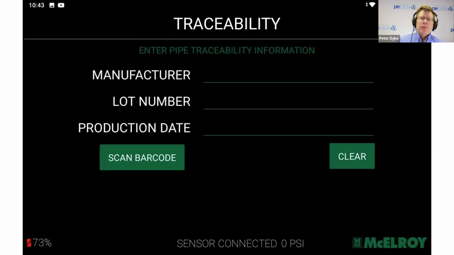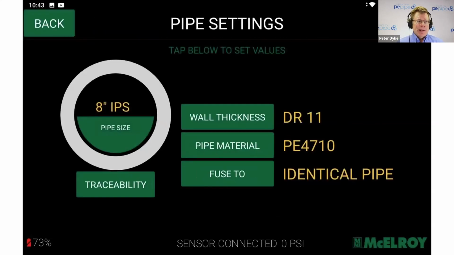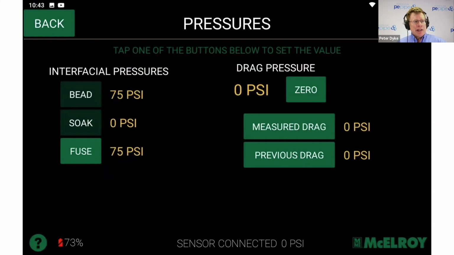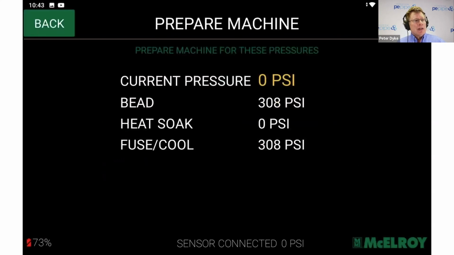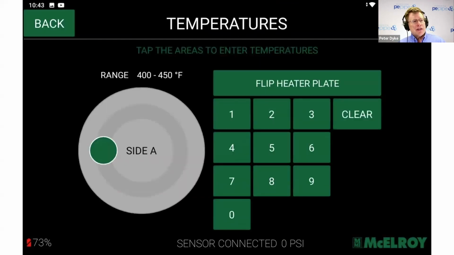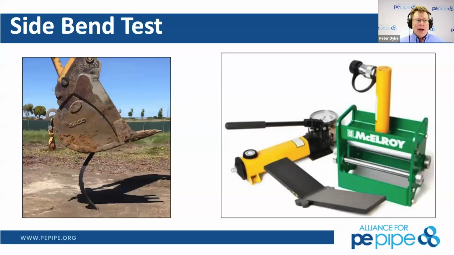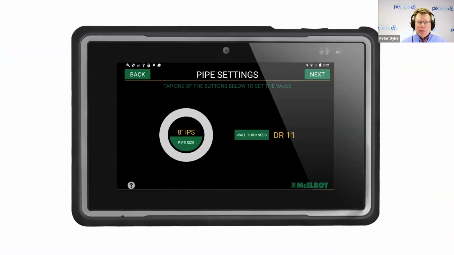Then you can trace the pipe and put in the pipe data. I'm fusing 8-inch IPS to 8-inch IPS. Therefore, that would be identical pipe. My pressure needs to be 75 PSI. We're checking for drag. My bead, my heat soak time, my fuse cool pressure, all those different pressures are included on the data logger. I check my heater face to make sure my temperatures are okay. And then I'm ready to start fusion. That's how easy it is. It's fantastic. Thanks for letting me blow through it, but it's so important to accountability.